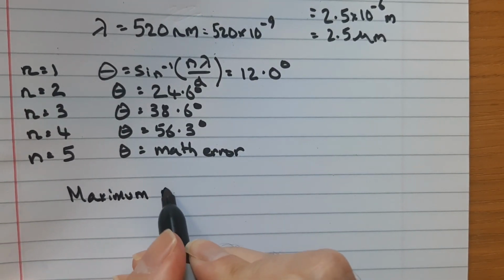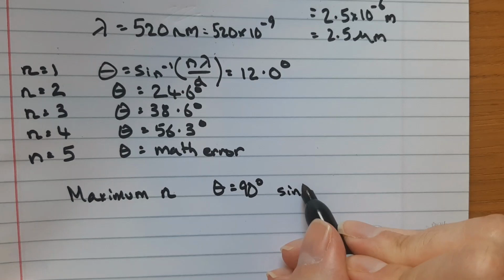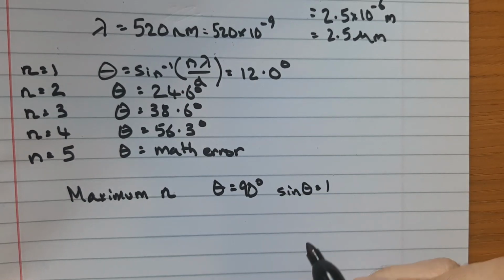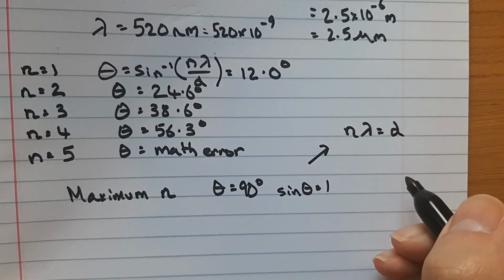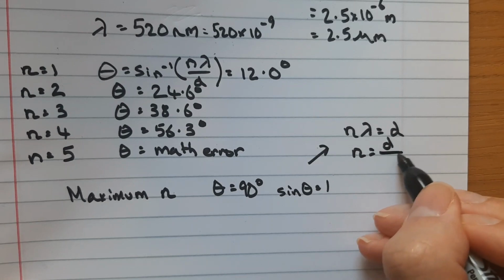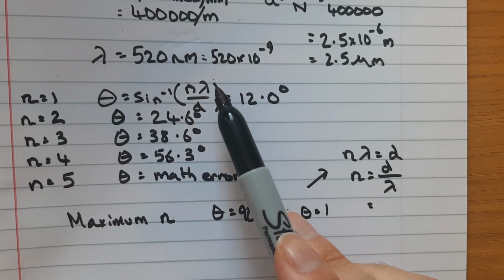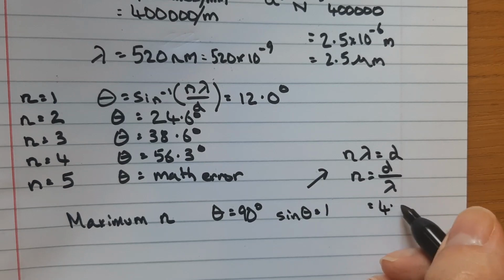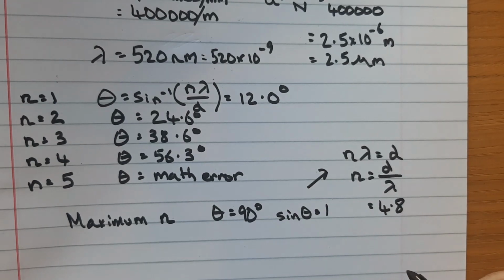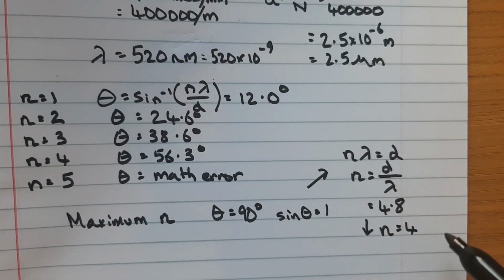So this is to find the maximum n. We say theta is 90 degrees. If theta is 90 degrees, then sine theta is 1. So now using the formula, we have n lambda equals d times 1. So n will be d divided by lambda. So we use our d of 2.5 times 10 to the minus 6 and our lambda of 520 times 10 to the minus 9, and we get an answer of 4.8. Now there's no such thing as the 4.8th order number, so we round down, and we therefore get that our maximum order number is n equals 4, which agrees with my calculations over here.